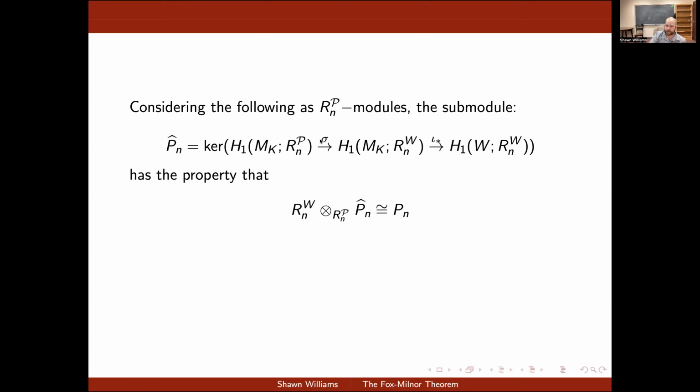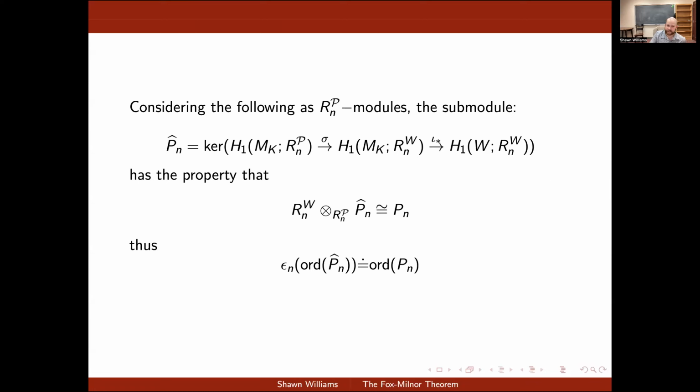So what I'm doing here is I'm using that sigma to bring H1 MKR and P into H1 MKR and W, and then including in the H1 W R and W. This has the property that, again, if I tensor with R and W, I'm going to get that same module or the same submodule P that we saw previously when we did the Fox-Milnor condition with R and W coefficients.